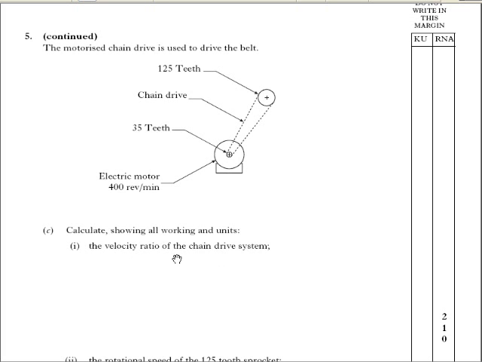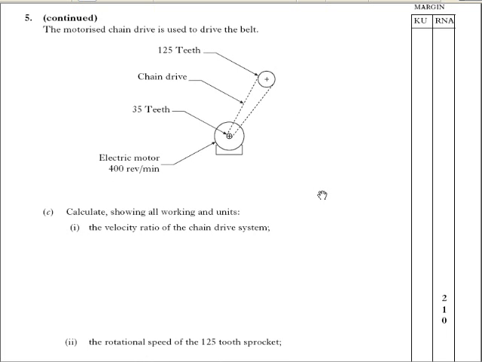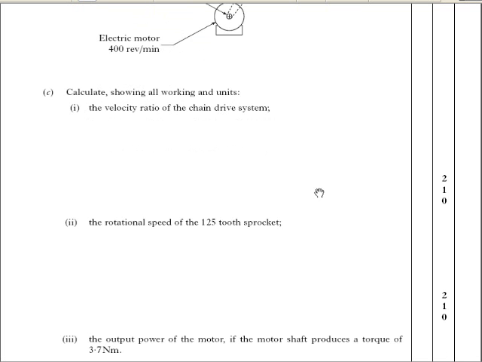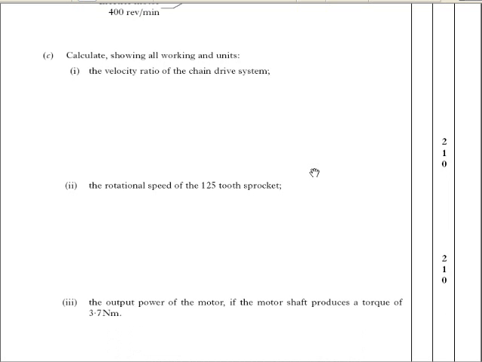Calculate the velocity ratio of the chain drive system. Okay, so it's driver over driven, so it's 35 divided by 125. Rotational speed of the 125 tooth sprocket. Okay, so it's driver over driven times input speed. So it's 35 divided by 125 multiplied by 400, and that will get you the speed of the output sprocket.